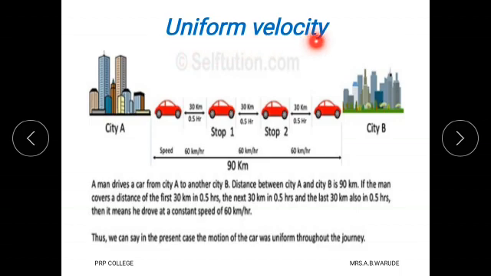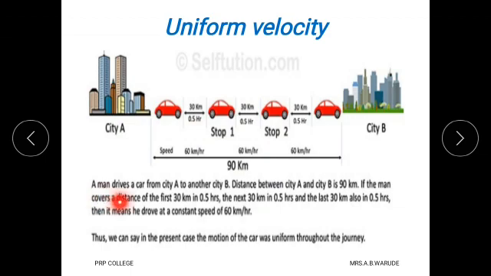Then what is meant by uniform velocity? For that, consider the car is travelling from one place to another place, from city A to city B. Here this is stop 1 and this is stop 2, and it is observed that when that car is travelling, it has the same speed, that means it covers the same distance in the same time, because we know that the formula for velocity is distance upon time. And when we observe this diagram, it is observed that its speed is constant, its velocity is constant.